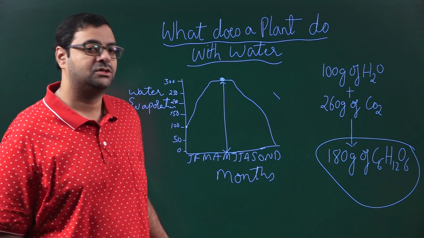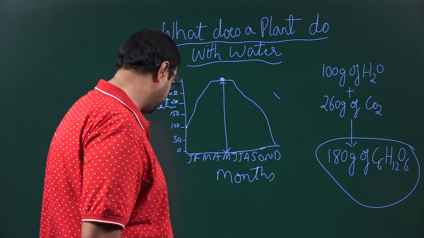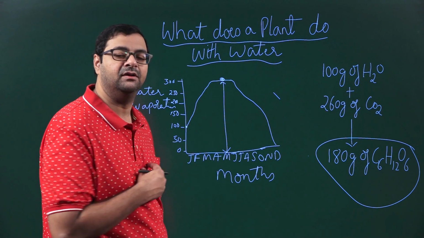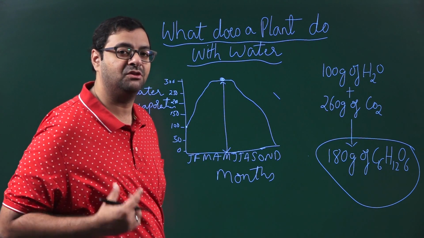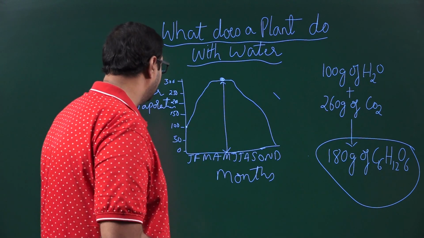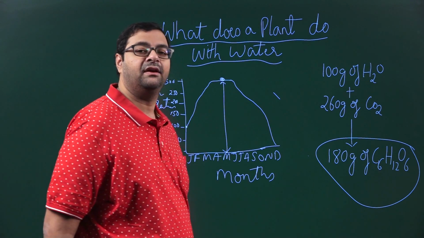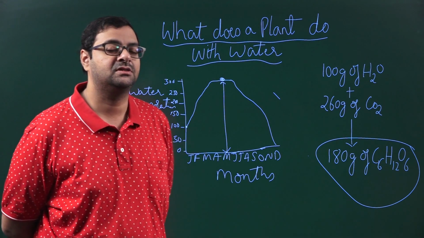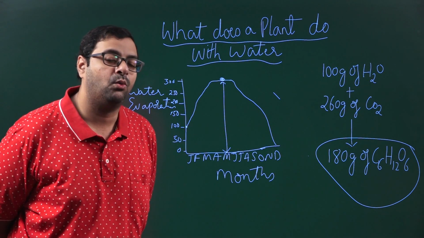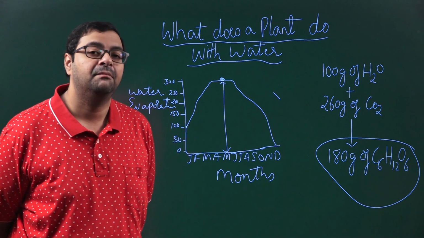So that is the intention of this particular graph, where the absorption of water is more. So what we have seen till now is the rate of transpiration, how the transpiration is occurring, and how the water is being utilized by the plants.